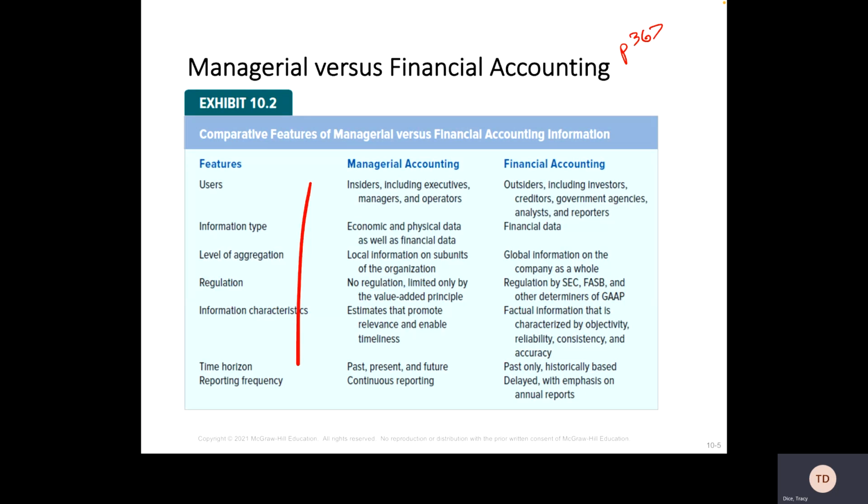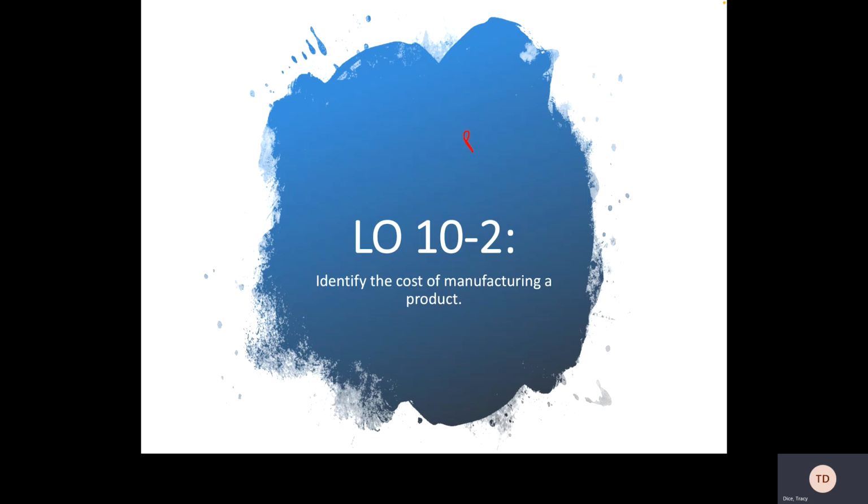The next objective is just looking at how do we determine the cost of a product when we are in manufacturing. So if we look specifically at a manufacturing company that produces tables, how do they decide what that table's worth? And what we get into is period costs versus product costs. So what are the components of a product cost?